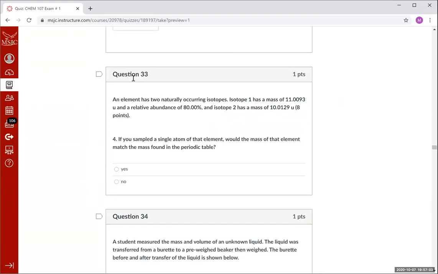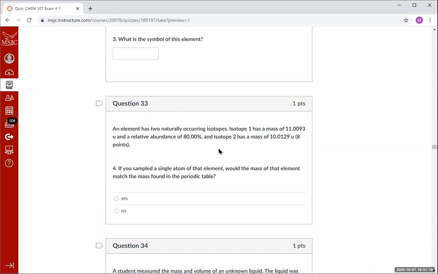So let's look at this question. Question 33 is a really important concept. If you sampled a single atom of the element, would the mass of that element match the mass found in the periodic table? So the mass in the periodic table, for example, for boron, this mass is known as the average atomic mass.